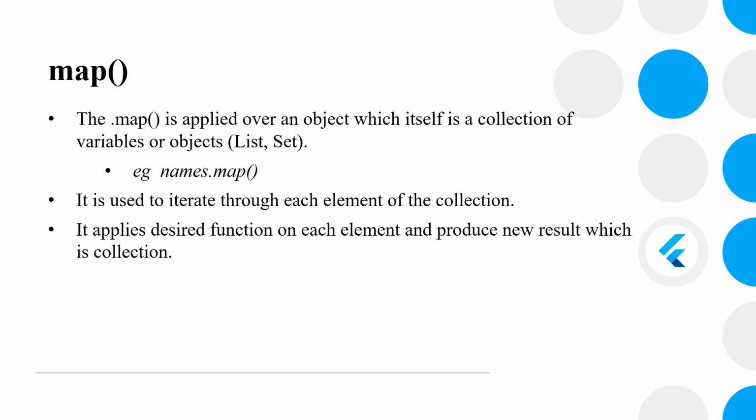Map method or function. The map method is applied over an object which itself is a collection of variables or objects, such as a list or set. For example, here it is names.map, where names is a list which we created in the previous PPT. It is used to iterate through each element of the collection. Map applies the desired function on each element and produces a new result, which is a collection.